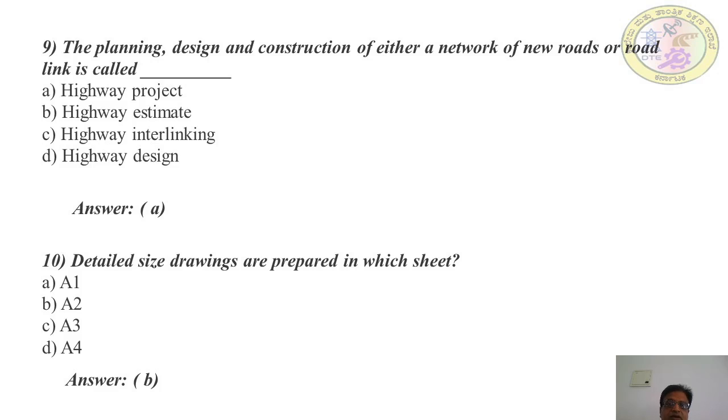The planning, design and construction of either a network or a new road or road link is called: highway project, highway estimate, highway interlinking, highway design. The answer is highway project, A. Detailed size drawings are prepared on which sheet? A1, A2, A3, A4. The answer is B, that is A2. Thank you.